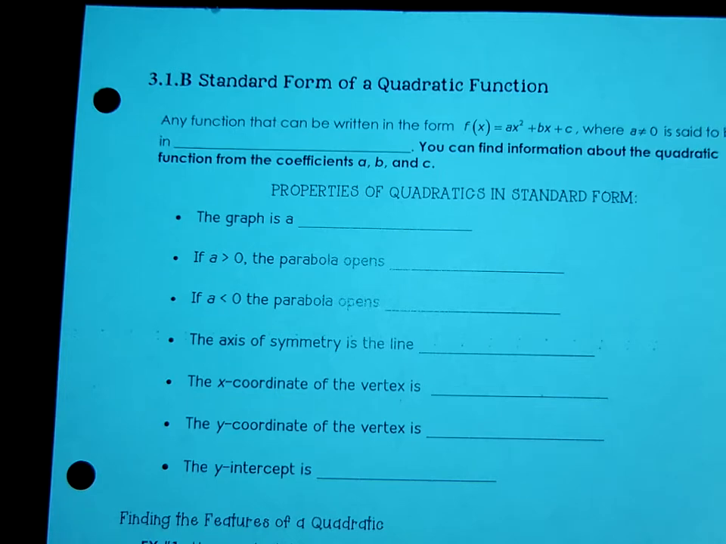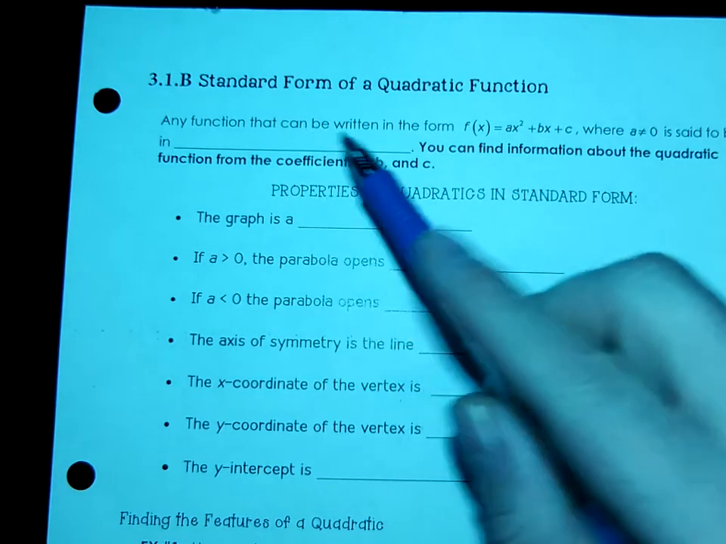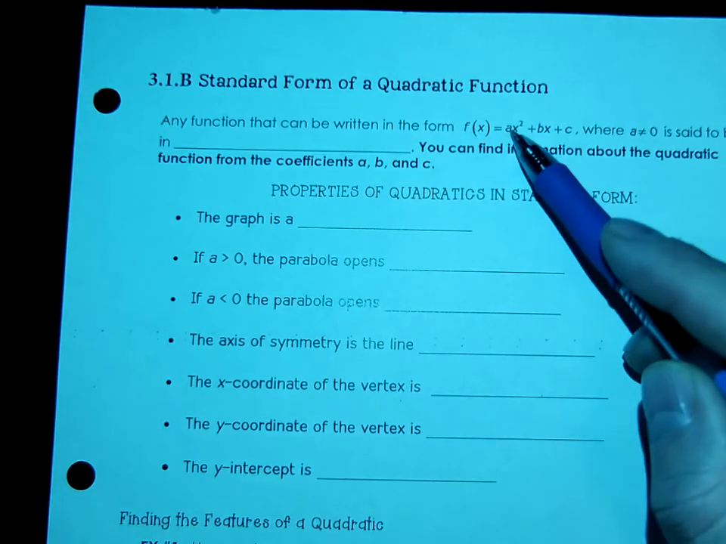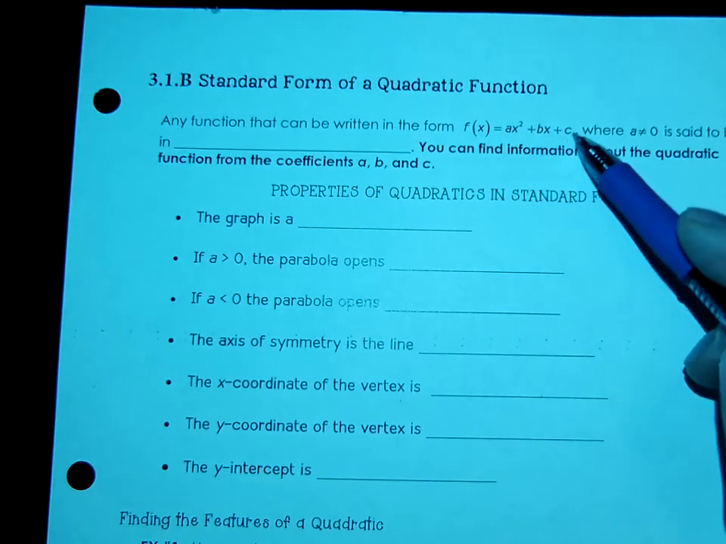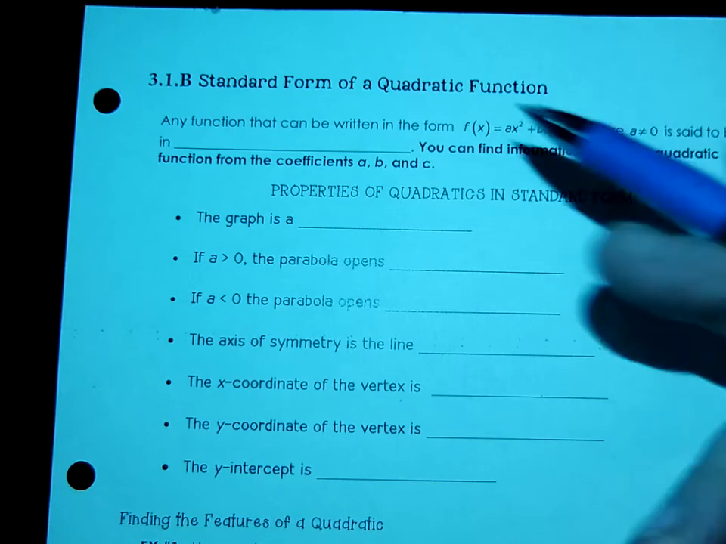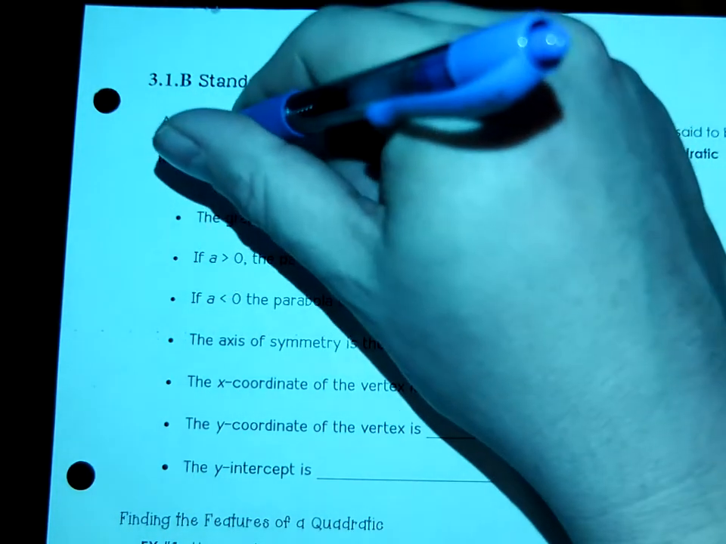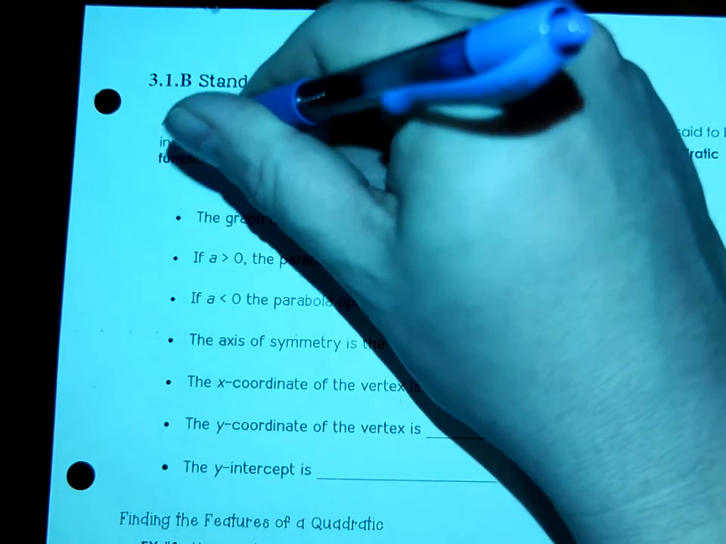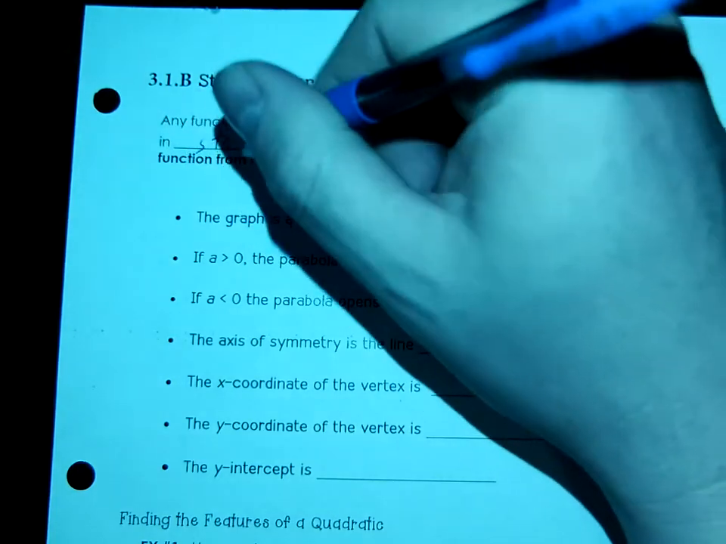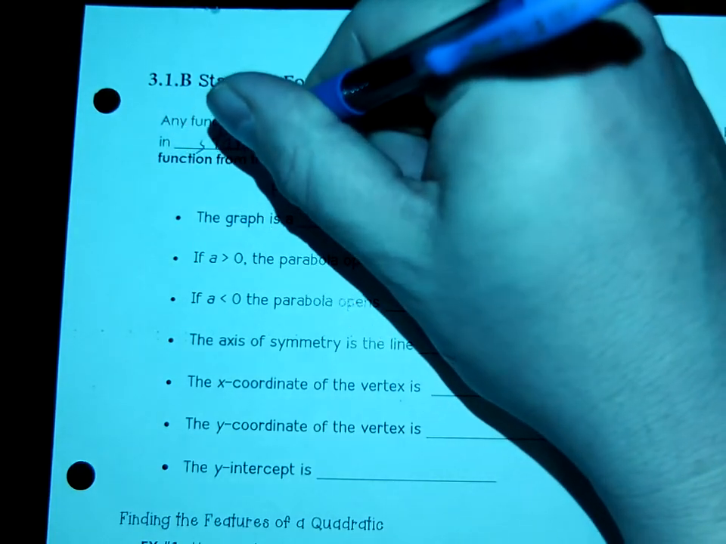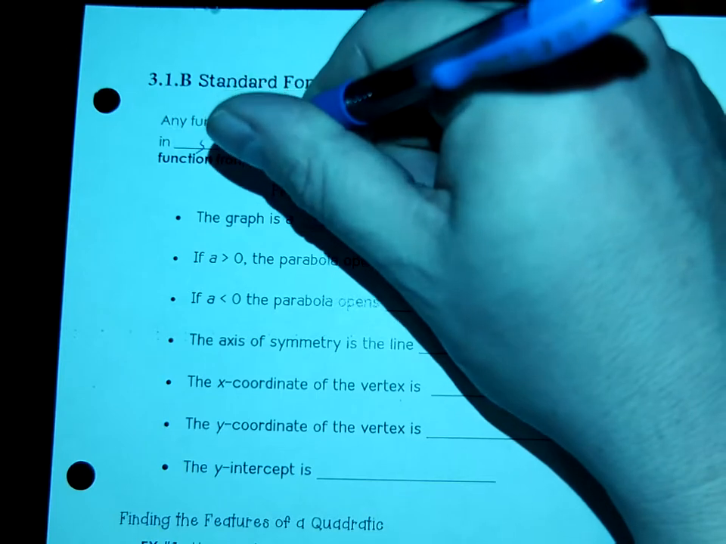Let's begin. Standard form of a quadratic function. Any function that can be written as ax squared plus bx plus c, where a is not 0, is said to be in standard form. That is standard form. The reason a can't be 0 is because if a is 0, then it's a linear equation instead of a quadratic equation.